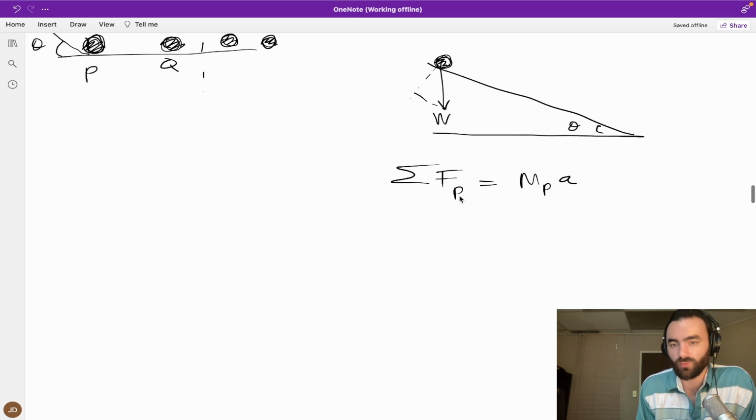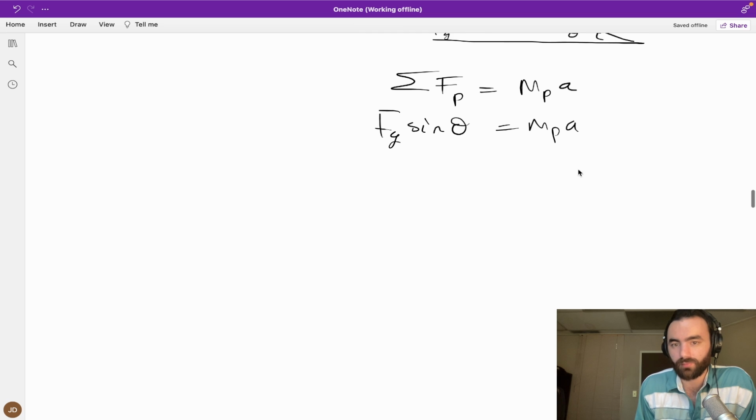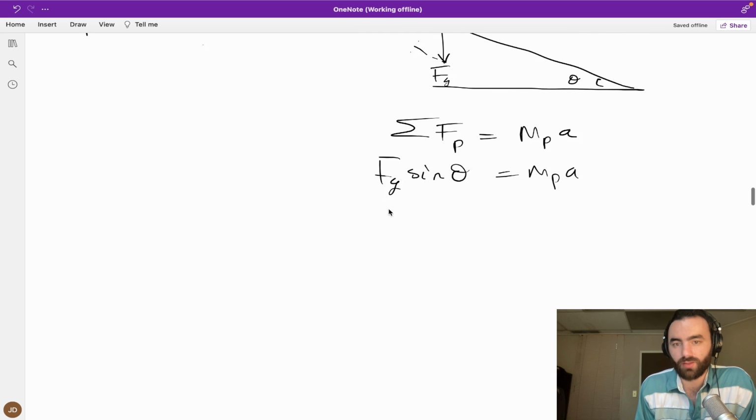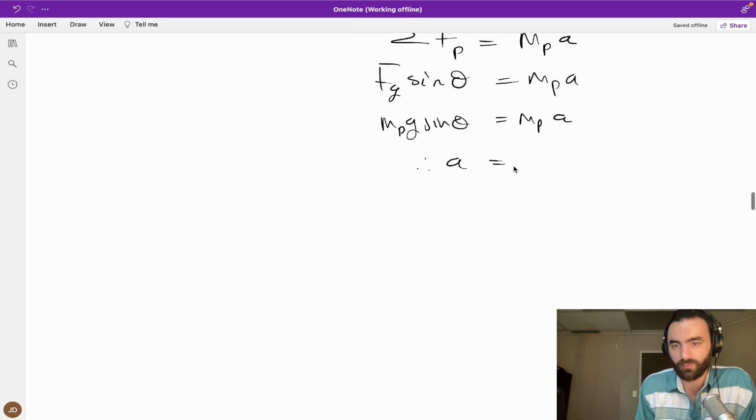So the force here is just going to be the weight of P down the slope, which is W sine theta. I'll call it Fg. The weight of P is mg, so mg sine theta equals m_P a. Therefore a equals g sine theta.